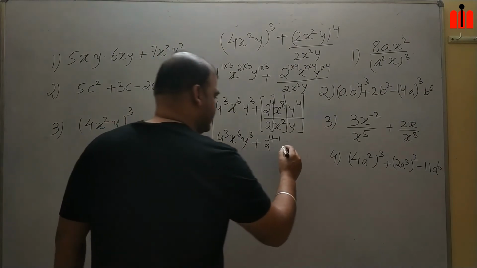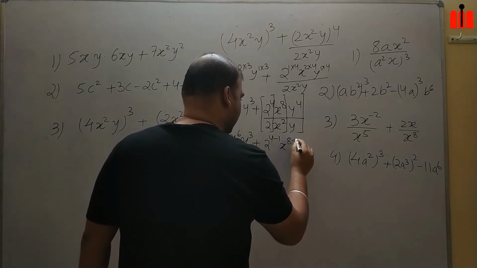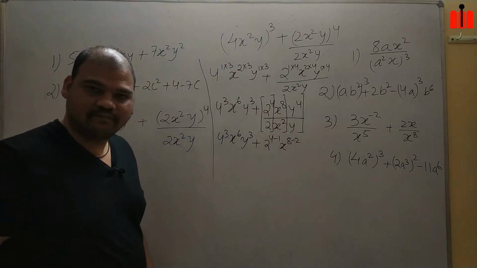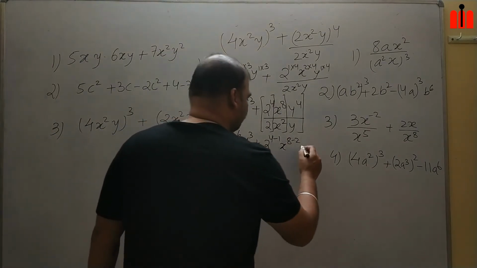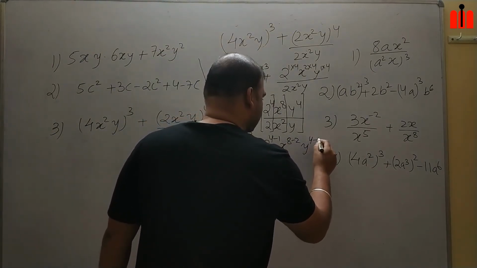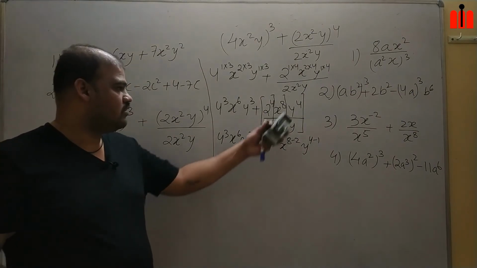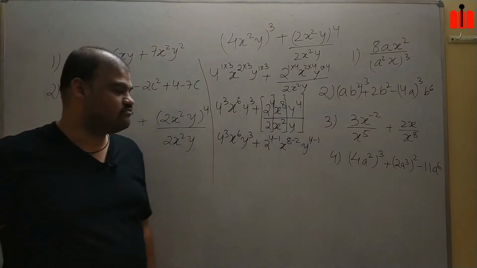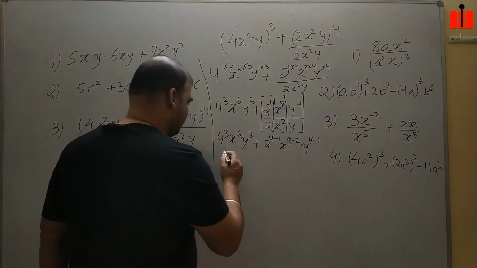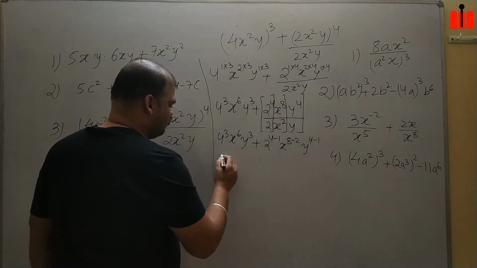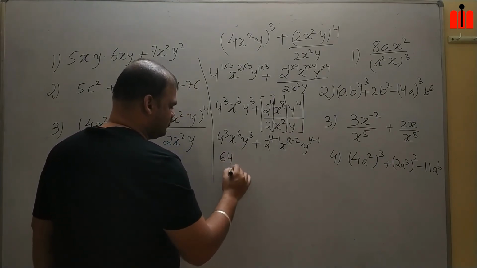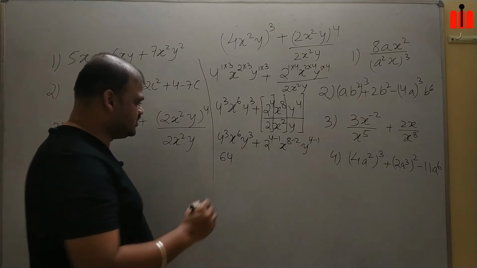So here it will be x to the power of 8 minus 2, x to the power of 8 by x to the power of 2, y to the power of 4 minus 1. Okay, y to the power of 4 by y to the power of 4, y to the power of 4 minus 1. So it will be 4 cube, 64. Okay, 4 4 the 16, 16 4 the 64.